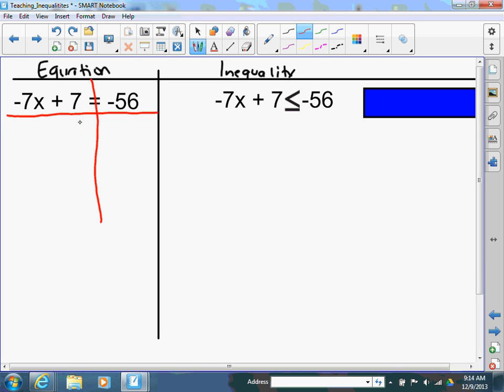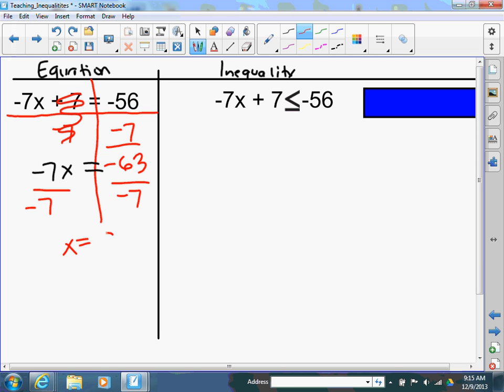You ready? All right, minus 7, they go away. We get negative 63 is equal to negative 7x. Now what do I do? Do what? Divide by what? Divide by negative 7. And x equals, okay, now let's go to inequality.